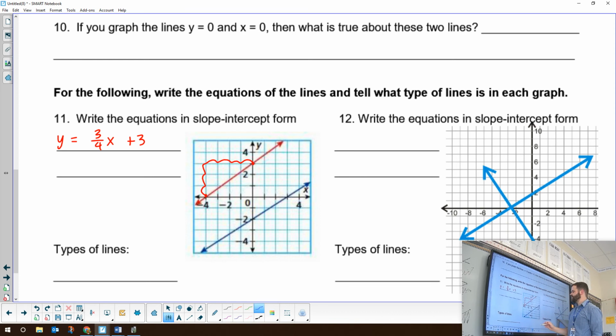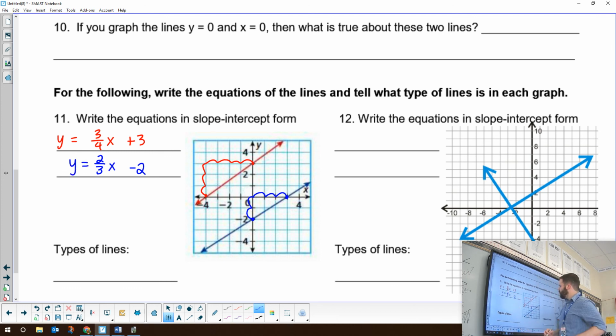What about my equation for the second one? Well, this time I have a y-intercept at -2. And we can pick 2 points again. All right. And so we're going to go, on this one, we're going to go up. 1, 2 over 1, 2, 3. So this one's going to be 2/3 of x.